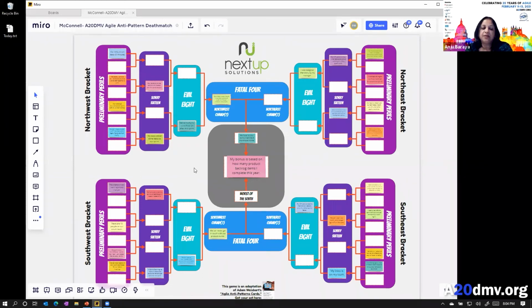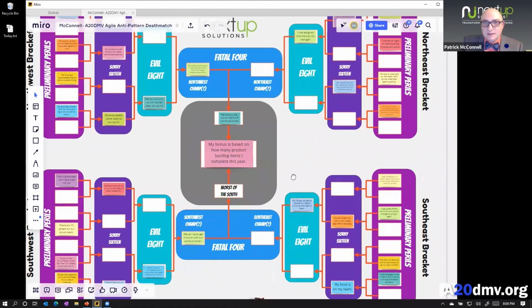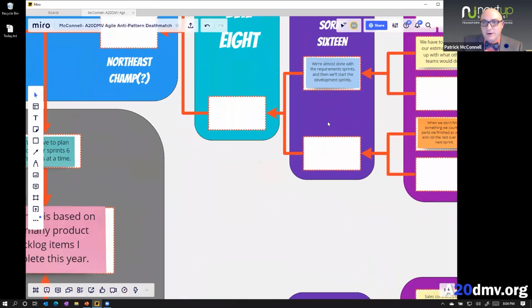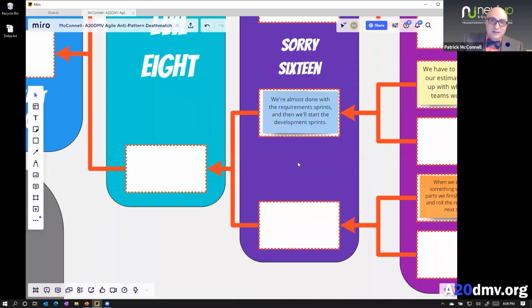Thanks, Patrick. There's another question. Can you expand on the one regarding requirement sprints before development sprints? Yeah, so let's zoom in on that one. Here we go: "We're almost done with the requirement sprints, and then we'll start with the development sprints." In fact, this one I could maybe put in a deck of public sector specific anti-patterns. This is really waterfall at scale and Scrum maybe on a team basis, right?